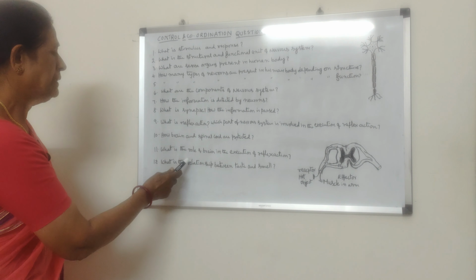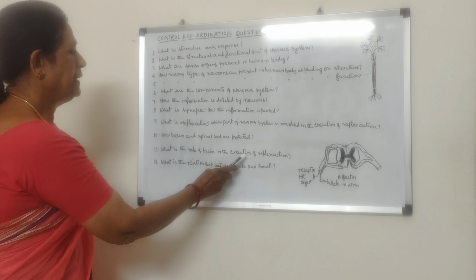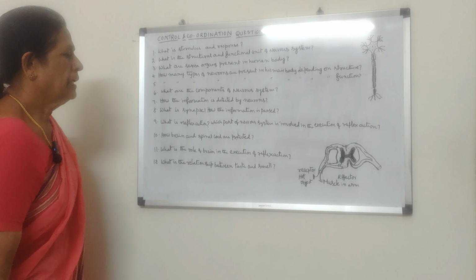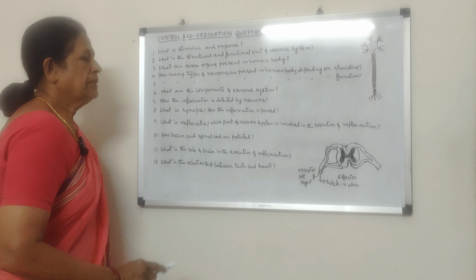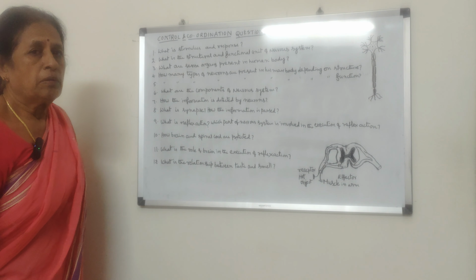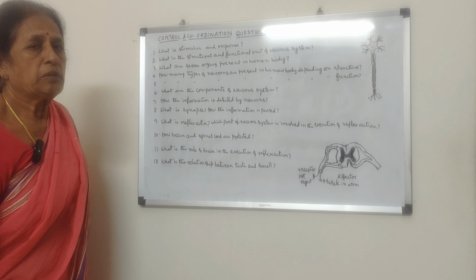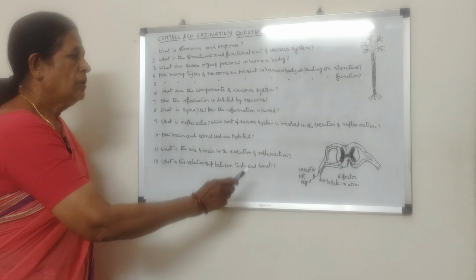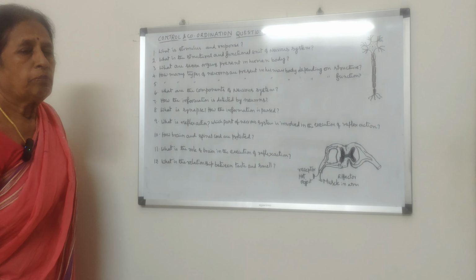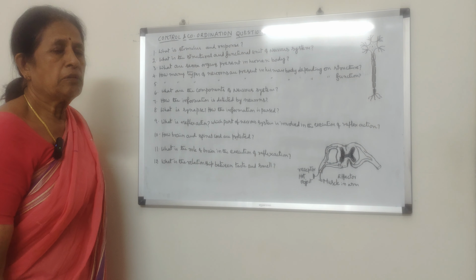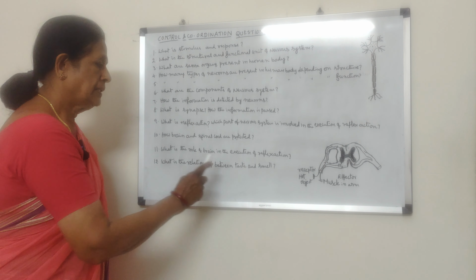Next, what is the role of the brain in the execution of reflex action? The brain has no role in the execution of reflex action. Only the spinal cord plays an important role in the execution of reflex action.